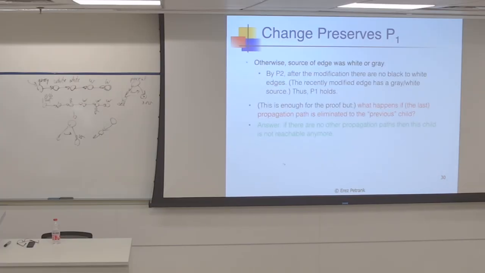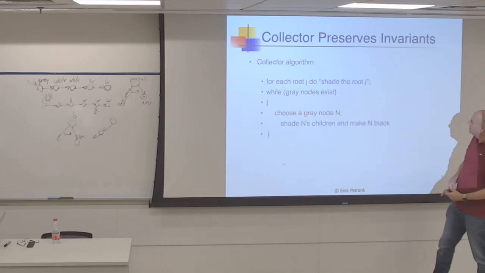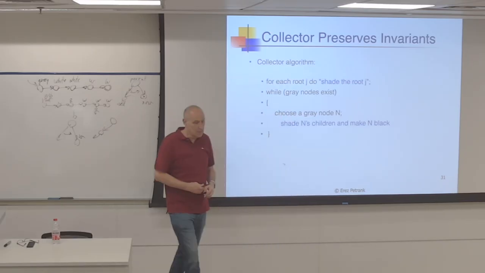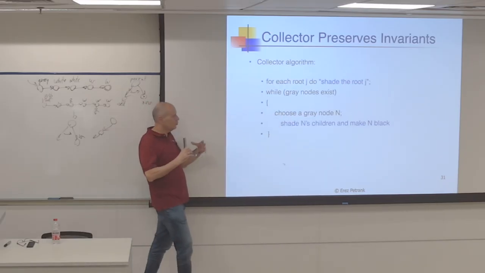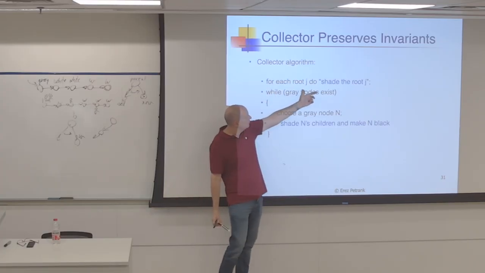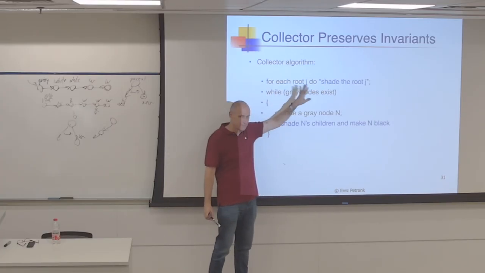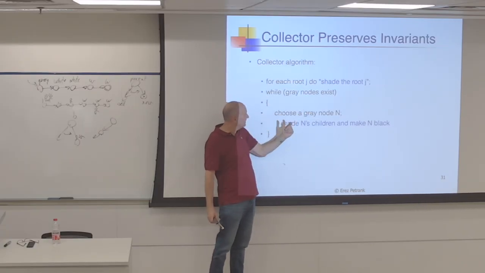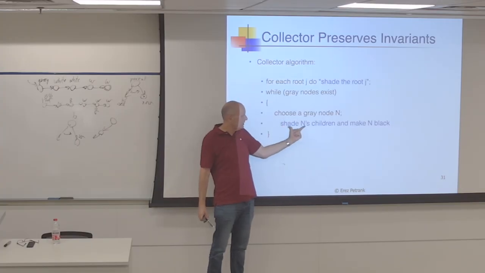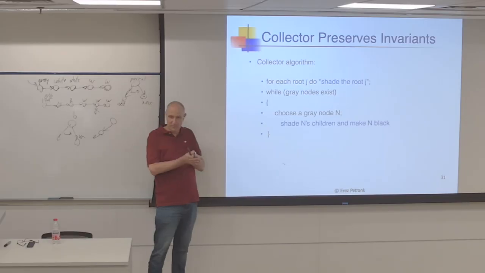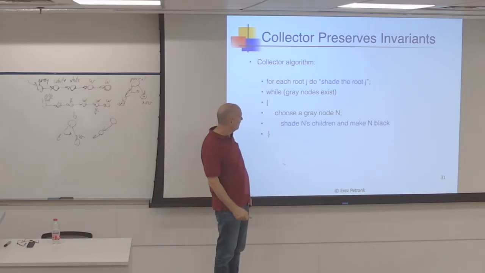This just says what we said now. So now we want to show that the collector preserves the invariants. If we look at it from a coarse grain, what I do is I go for the roots and I shade them. That surely makes no problem. And then if I find a gray node, I shade the children and make them black. If all of it happens together atomically, there is no problem, right?